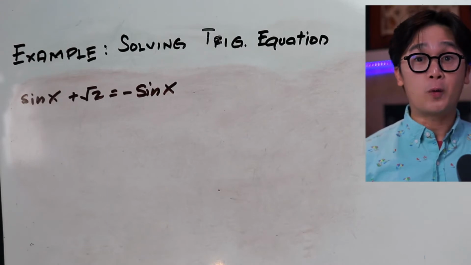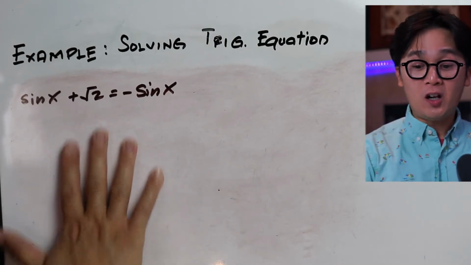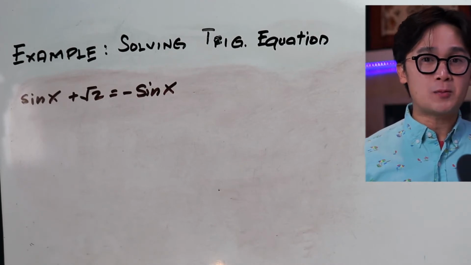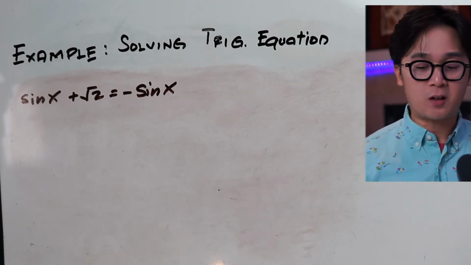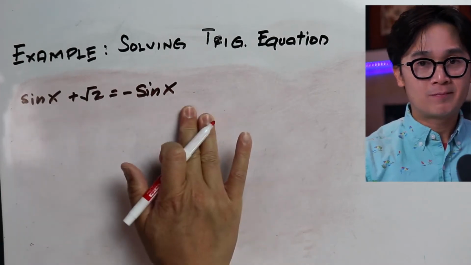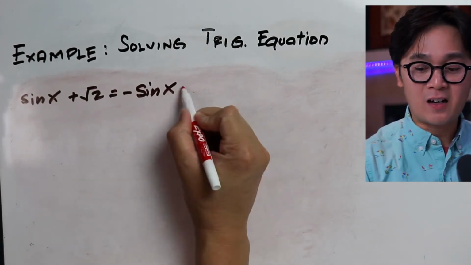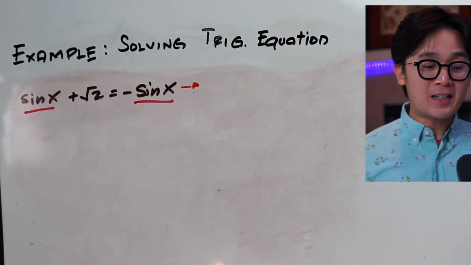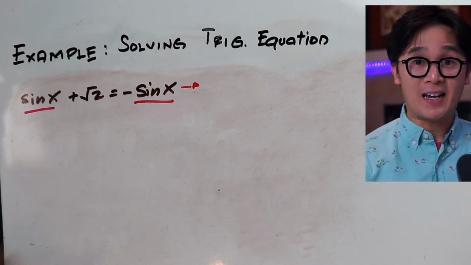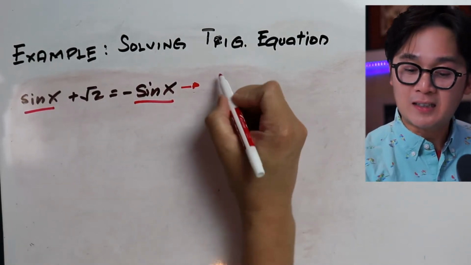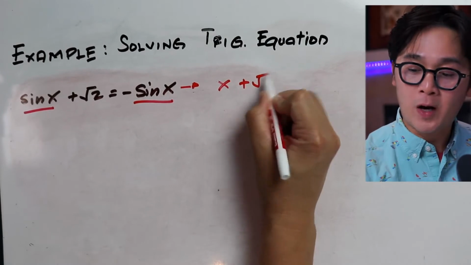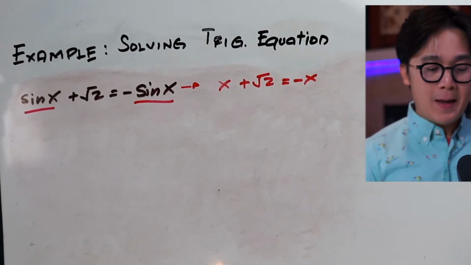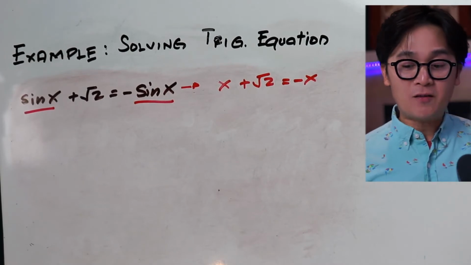And as I've mentioned, I always connect it to algebra. So before solving this, I always convert it and show it as an equation that is more familiar to them, which is an algebraic equation. So instead of solving this right away, I will convert this sine x right here into just an x, so that instead of seeing a trig equation, my students can see x plus square root of 2 equals negative x instead. And this will make it a little bit less intimidating for students to answer.